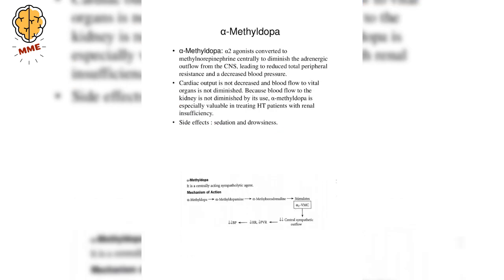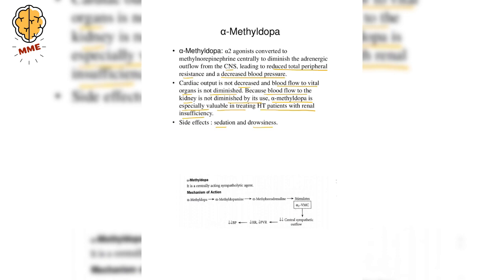Alpha methyl dopa is again an alpha 2 agonist converted to methyl norepinephrine centrally to diminish the adrenergic outflow from CNS, leading to reduced total peripheral resistance and a decreased blood pressure. Cardiac output is not decreased and blood flow to vital organs is not diminished. Because blood flow to the kidney is not diminished by its use, alpha methyl dopa is especially valuable in treating hypertensive patients with renal insufficiency. Side effects: sedation and drowsiness.